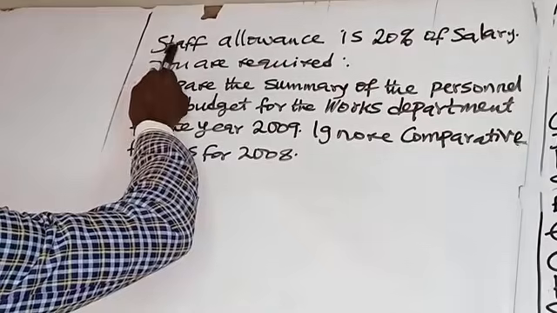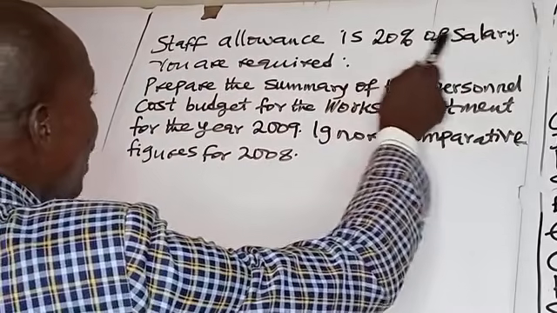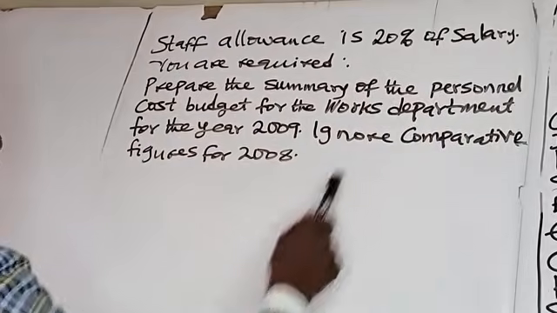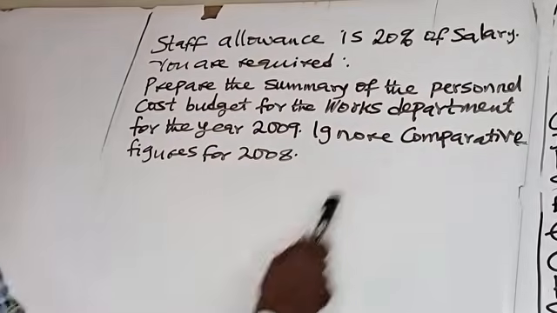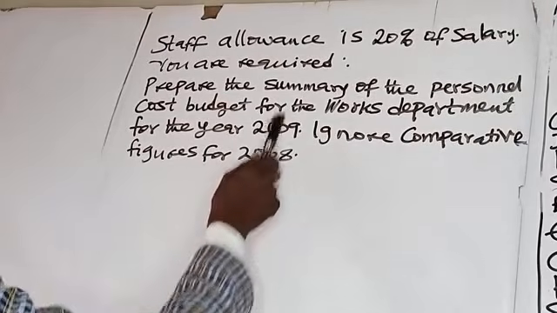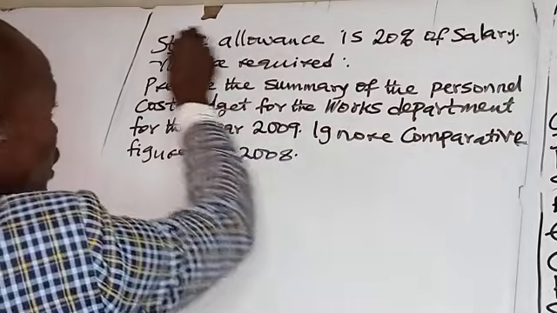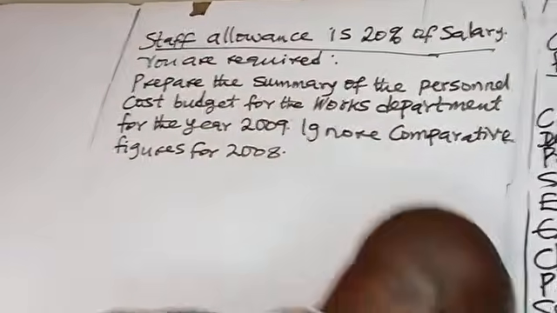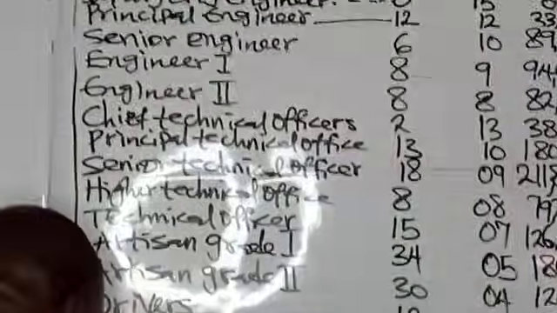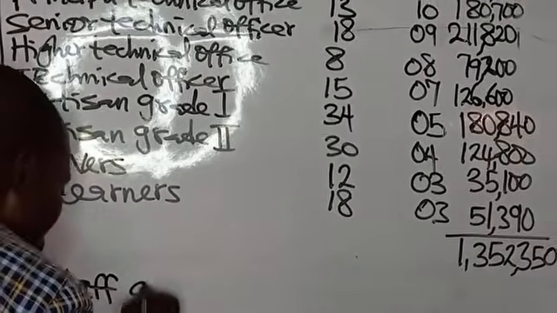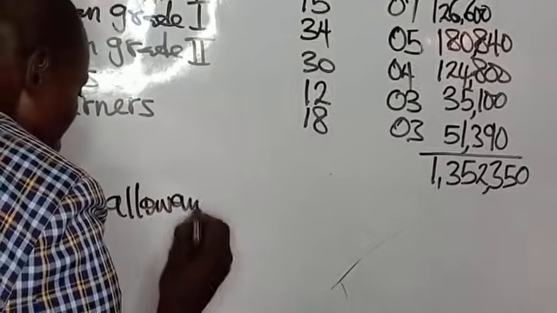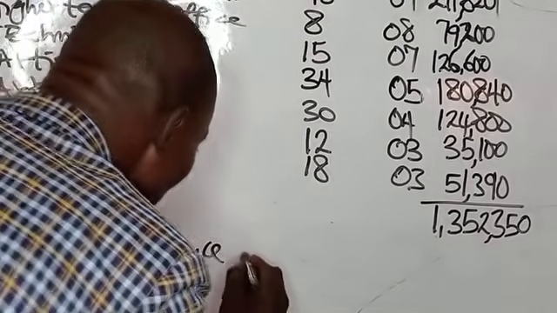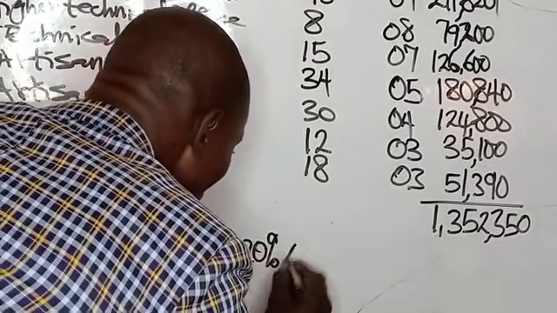We were told that staff allowance is 20% of salary. You are required to prepare the summary of the personnel cost budget for the works department for the year 2009. Ignore comparative figures for 2008. So the staff allowance is given to be 20% of salary. Now, let's have staff allowance. We were told it is 20% of salary.